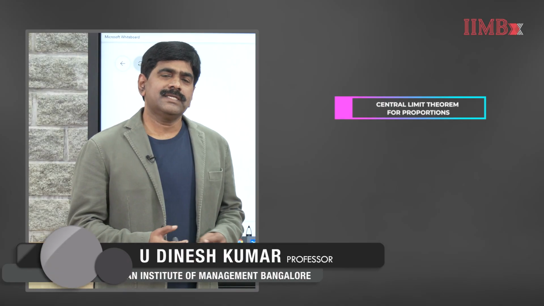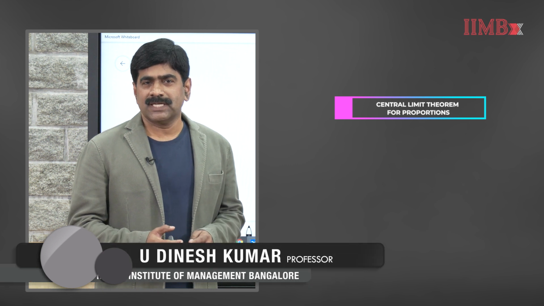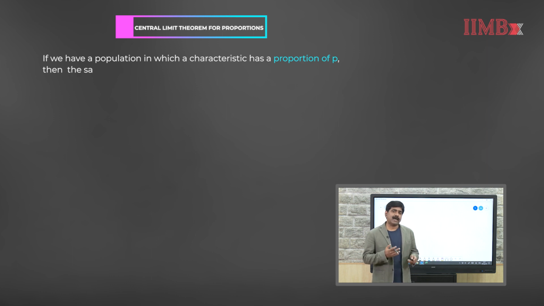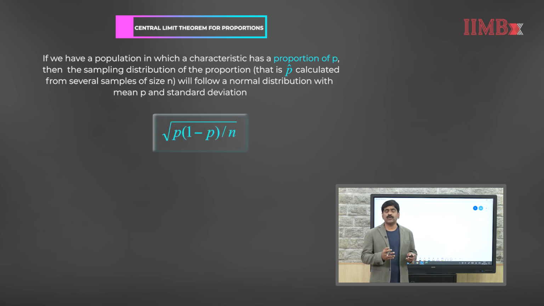Hi, in this session, I'm going to talk about central limit theorem for proportions. The central limit theorem for proportions can be stated as follows. If we have a population in which a characteristic has a proportion p, then the sampling distribution of the proportion estimated from several samples of size n, let us say the estimated value be p hat, will follow a normal distribution with mean p and standard deviation under root p times 1 minus p over n.